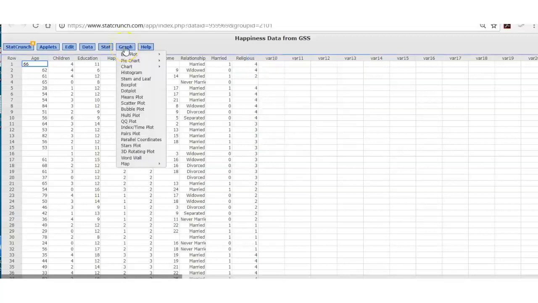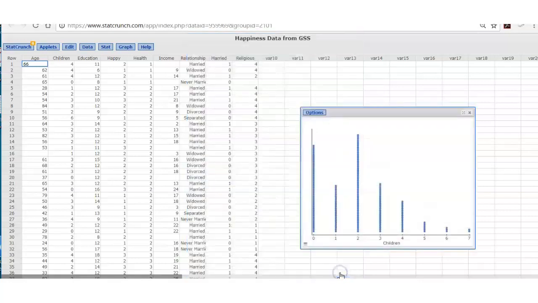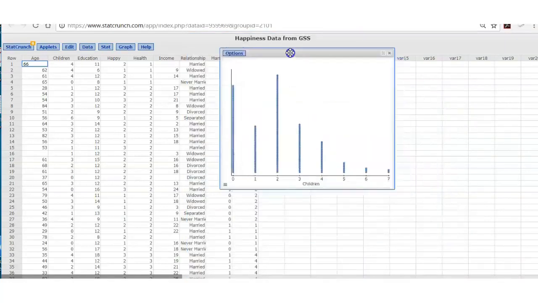Another type of graph for quantitative data is a dot plot. Now, this one doesn't work for all quantitative data because this uses each individual value in the graph. This one works well for something like the children variable where you only have a few different responses. For children, we only had 8 different responses. We had some discrete values. So the dot plot for this is going to come out pretty well.